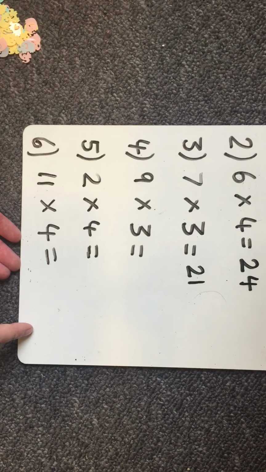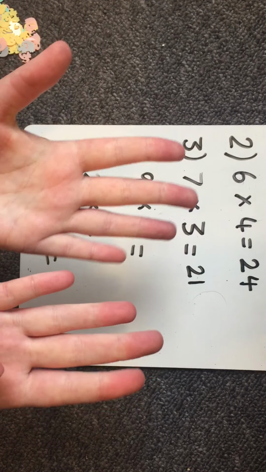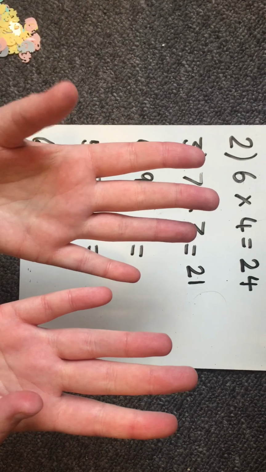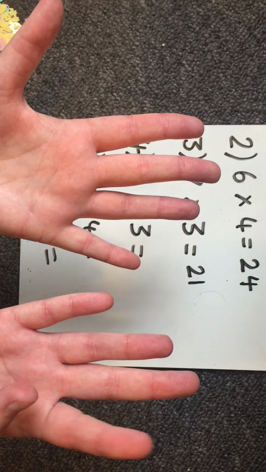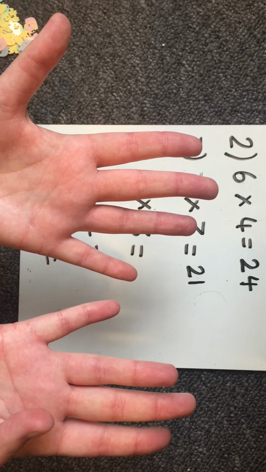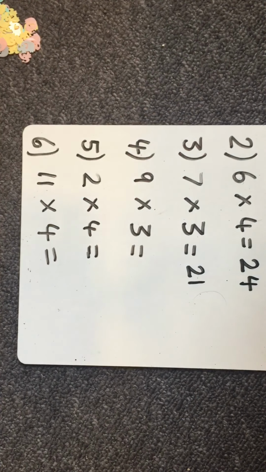9 times 3. How many fingers do we put up? 9. Ready? Count with me. 3, 6, 9, 12, 15, 18, 21, 24, 27.